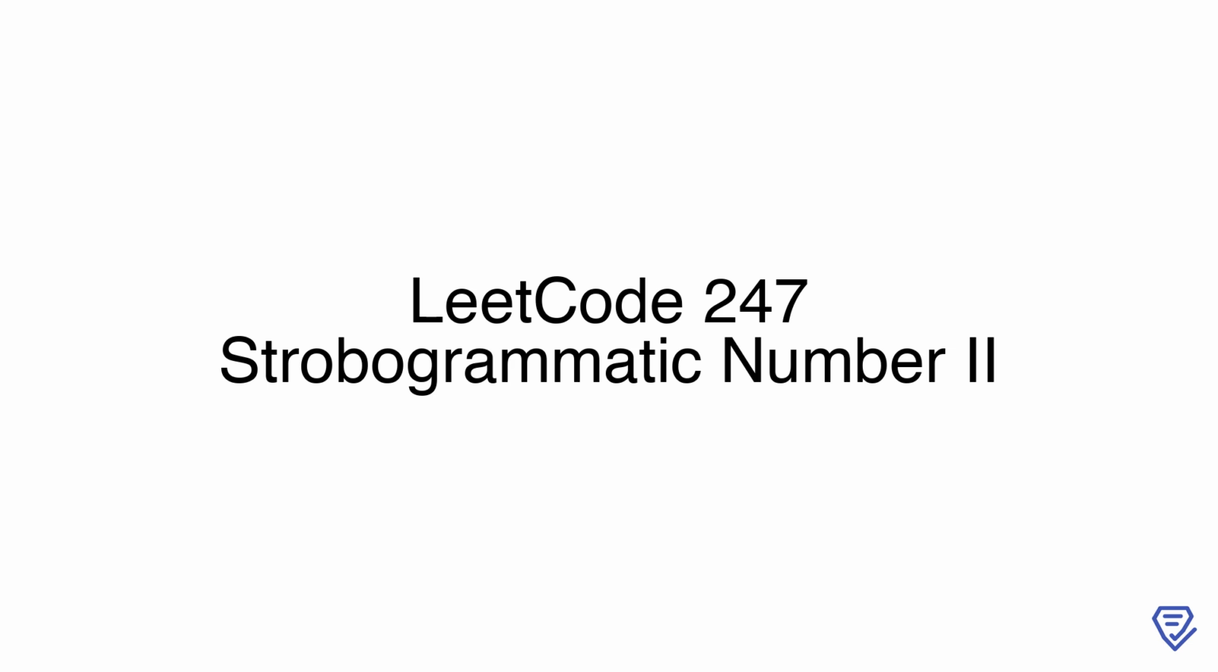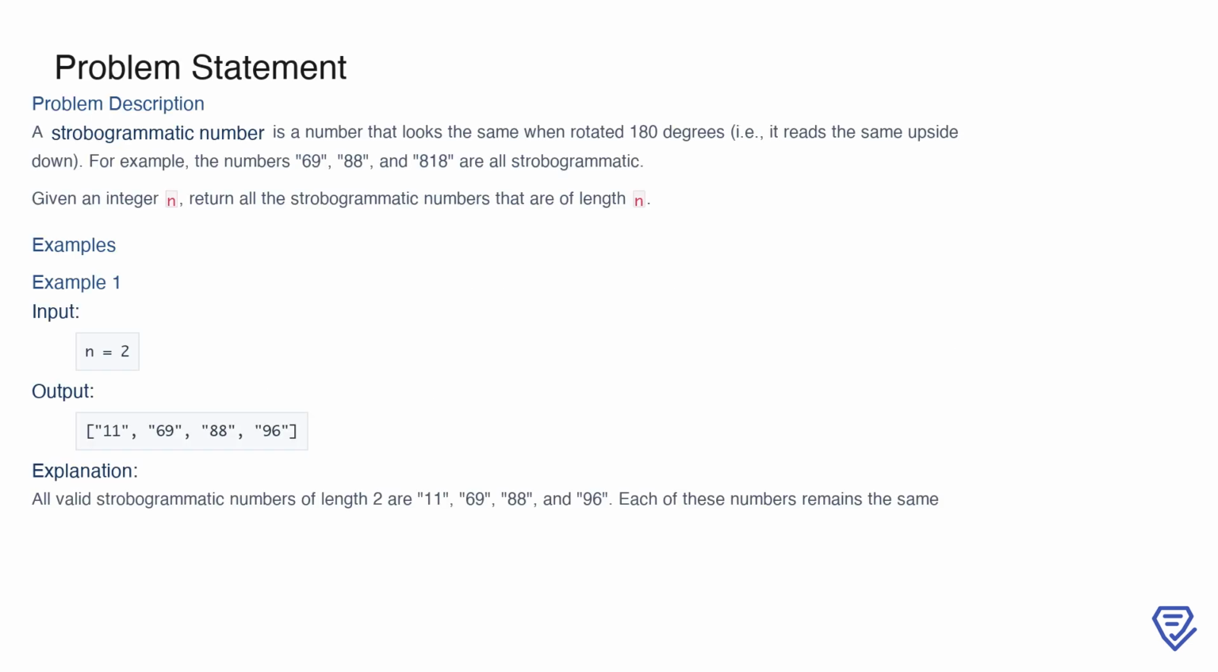Let's dive in. A strobogrammatic number is one that appears the same when rotated 180 degrees, meaning it reads identically upside down. For example, the numbers 69, 88, and 818 are strobogrammatic because their appearance doesn't change after being flipped. The goal of this problem is to find all strobogrammatic numbers of a given length n. For instance, if n equals 2, the valid outputs are 11, 69, 88, and 96. Each of these numbers satisfies the condition of being strobogrammatic because they maintain their structure when rotated.